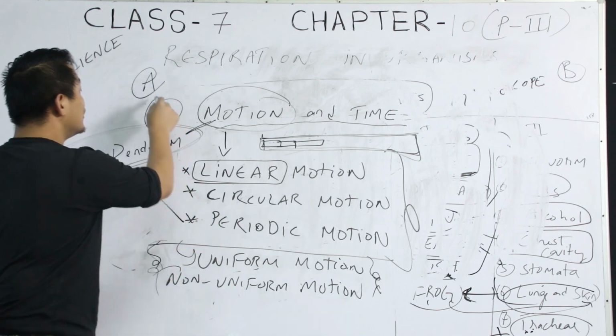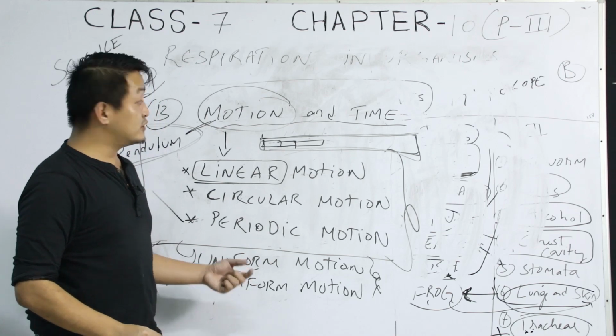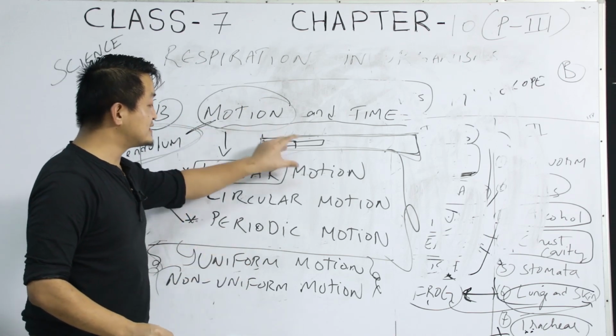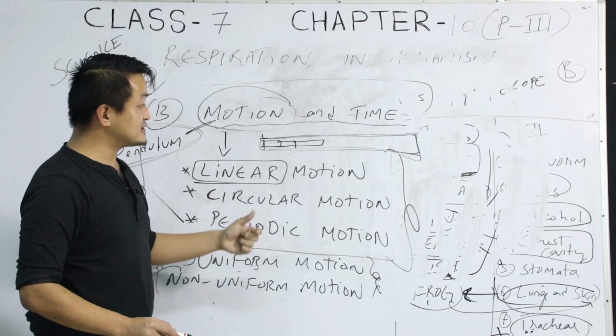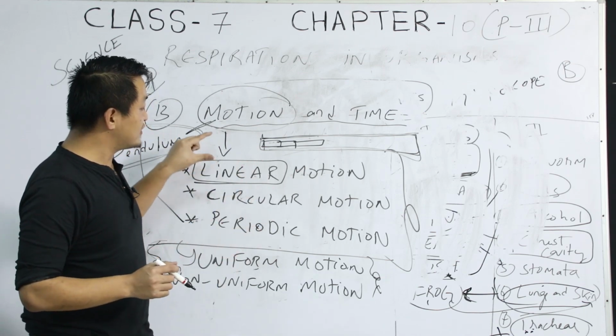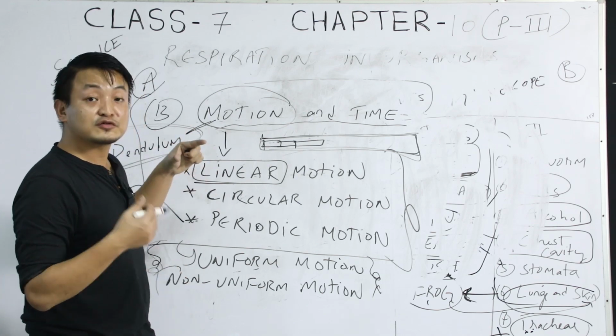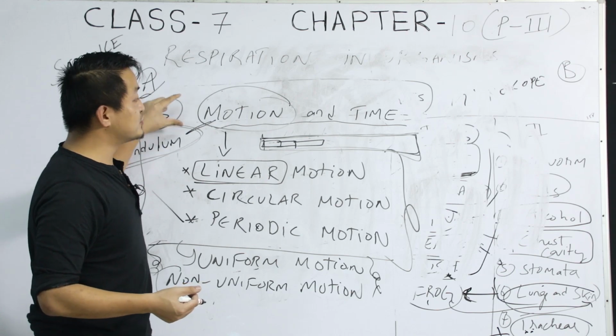Clear? So with more examples, we will continue, we'll discuss all these different types of motion in the next class. So now, please note down whatever points we have written down in the introduction part for this new chapter that we're going to discuss, that is motion and time.